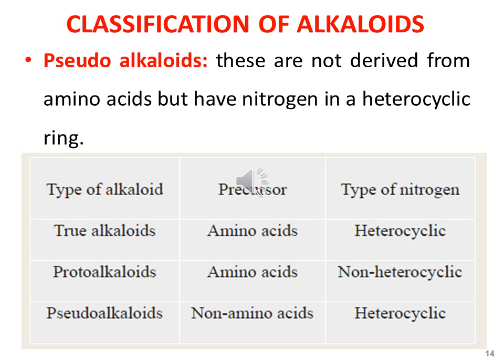Whereas the pseudo-alkaloids contain a heterocyclic nitrogen atom. They are not derived from amino acids. However, they are derived from non-amino acid precursors and are weakly basic. Examples are the purine alkaloids such as caffeine and steroid alkaloids such as solanidine.